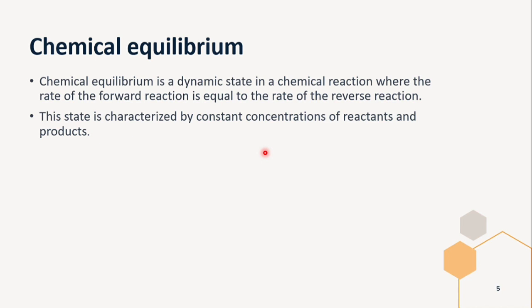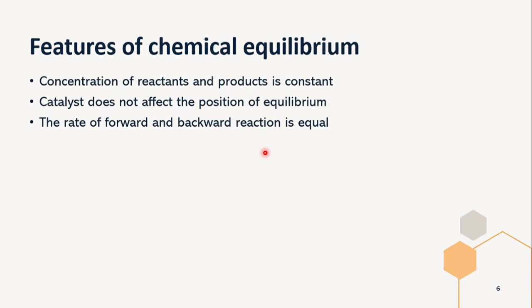Now, features of chemical equilibrium. Here the concentrations of reactants and products remain constant. The speed of forward and backward reactions is also equal, and a catalyst does not affect the position of equilibrium. When we talk about reactions, a catalyst also affects them, but it only affects the rate or speed of the reaction and not the position of the equilibrium in reversible reactions.